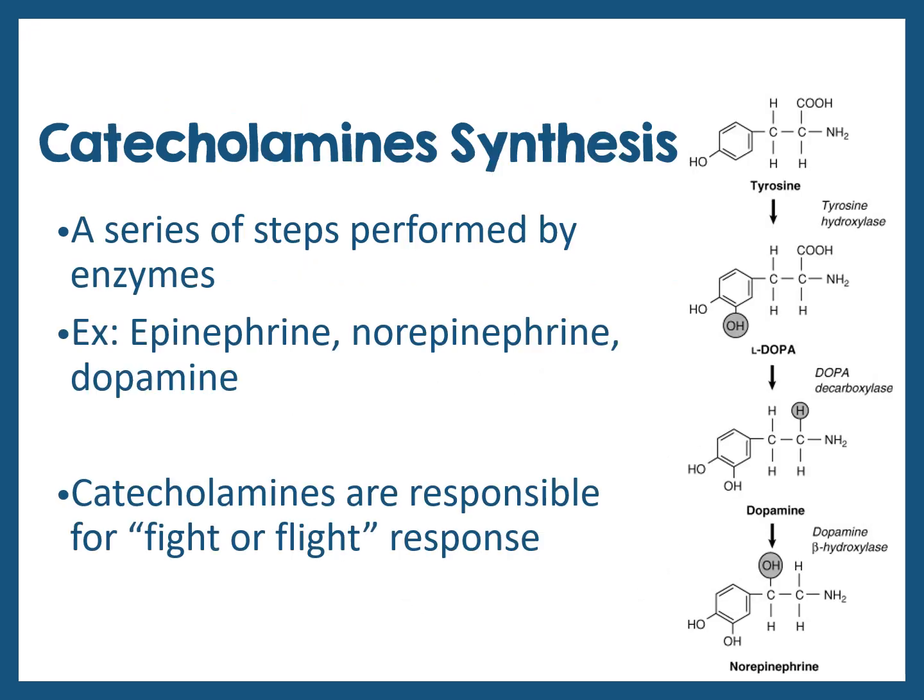When it comes to the catecholamines, these are your fight or flight response. So it includes epinephrine, norepinephrine, and dopamine. And this also will be performed by a series of steps, by enzymes, which all end in ACE. But in this case, we can see we have a molecule of tyrosine, and tyrosine is converted to dopa, and then dopa is converted into dopamine, and then dopamine will be converted into norepinephrine, and then there will be another enzyme that can convert norepinephrine into epinephrine.